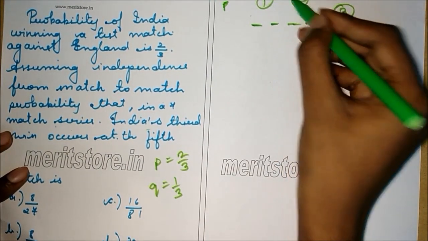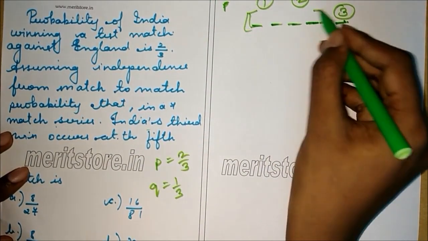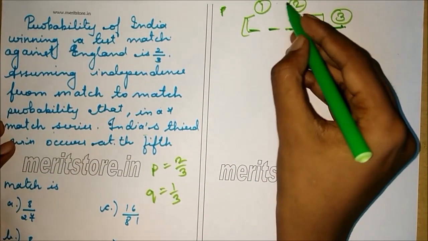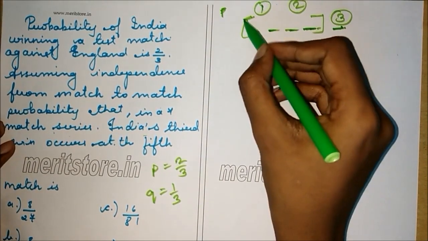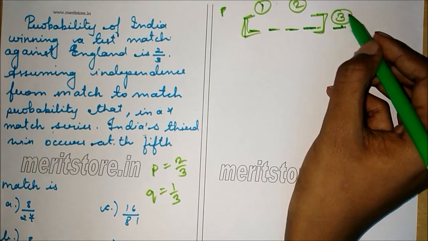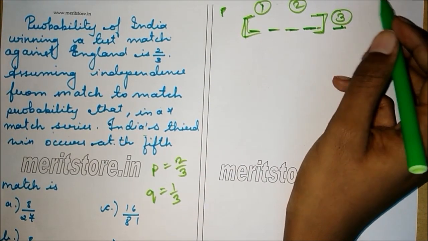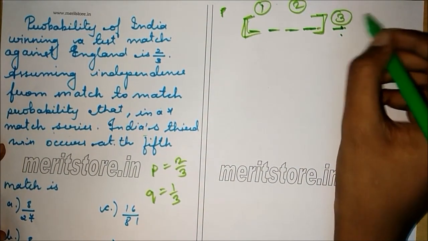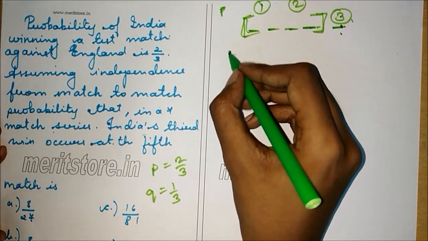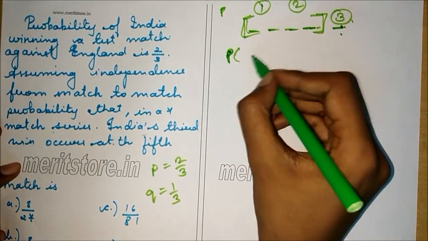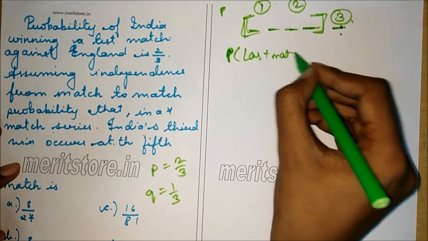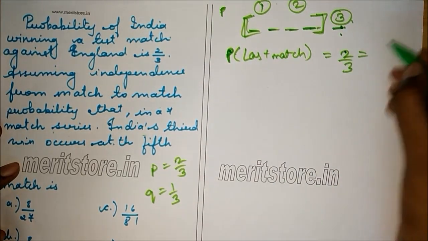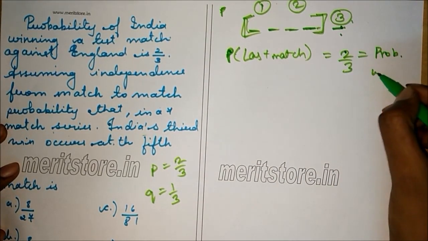So first or second win can be in any order, but it should occur in the first 4 matches. So first we'll be finding the probability that India will be winning the first 2 matches in the first 4 matches, and the remaining probability will be winning a match in the fifth match. So probability that India will win a match in the fifth match is P of let's say last match, which is equal to 2 by 3, which is the same as probability of winning one match.